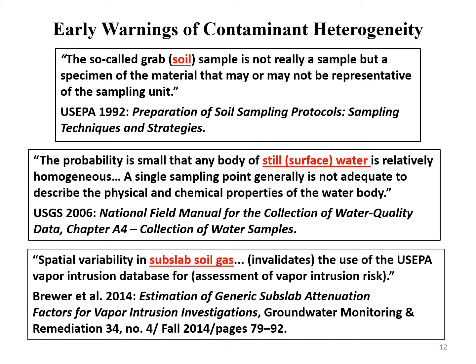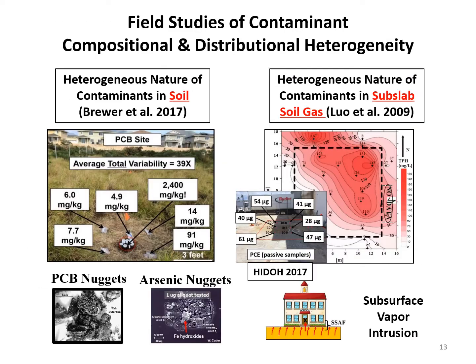For subslab soil gas, looking at vapors, the paper we published in 2014, spatial variability in subslab soil gas invalidates the use of the US EPA vapor intrusion database for assessment of vapor intrusion risk. We talk about this in other presentations. It's the same problem. These contaminants, whether in soil, water, or air, are not nearly as homogeneous or uniform as the early preparers of environmental sampling guidance thought they were. That's why we have so much problem in the field.